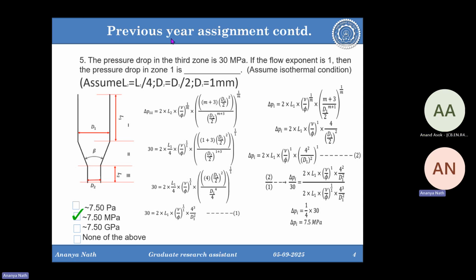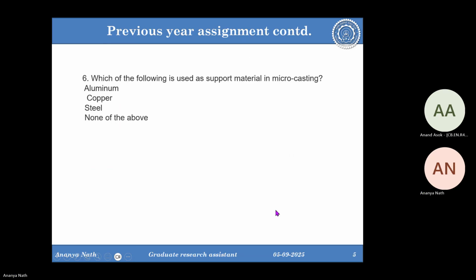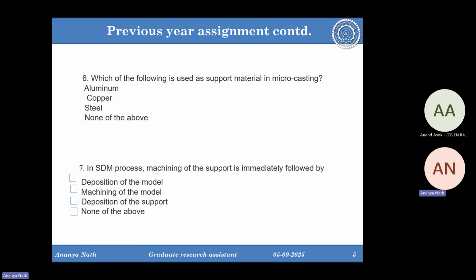I don't have any access to the question, but I can see the previous year questions. So the pressure drop in P1, P2, P3 is thus calculated. Next, we have: which of the following is used as support material in microcasting? And the second question: in the SDM process, machining of the support is immediately followed by? Can you answer any of it?